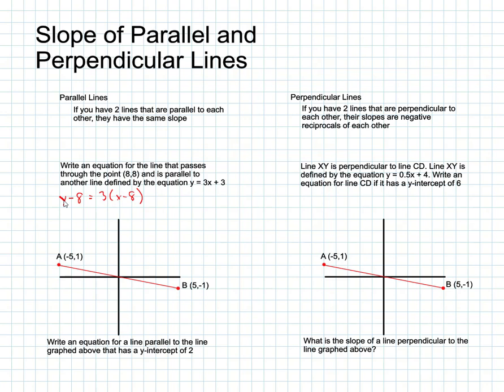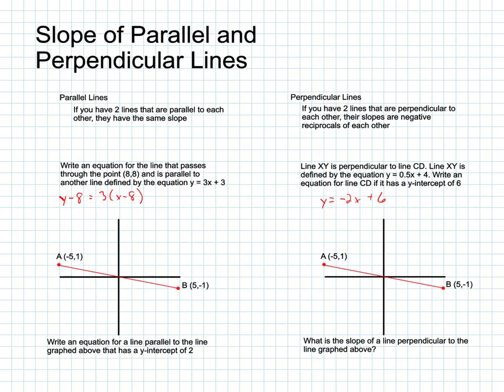The slope of our line is going to be the negative reciprocal of that, because our line is perpendicular to that line. So our slope, instead of being 1/2, is going to be negative 2 over 1, or negative 2, because that's the negative reciprocal of 1/2. So if we write our equation in slope-intercept form, that gives us y = -2x + 6.